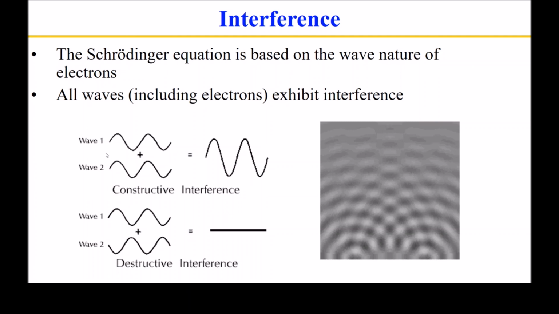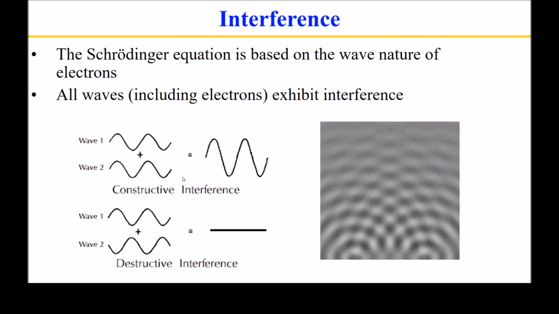When two waves come together, you can think about these as two electrons or two photons of light or two sound waves. When they come together, if they are in phase, meaning that one wave is reaching its crescendo at the same point that the other wave is reaching its crescendo, then when you add those two waves together, you'll end up with what's called constructive interference.